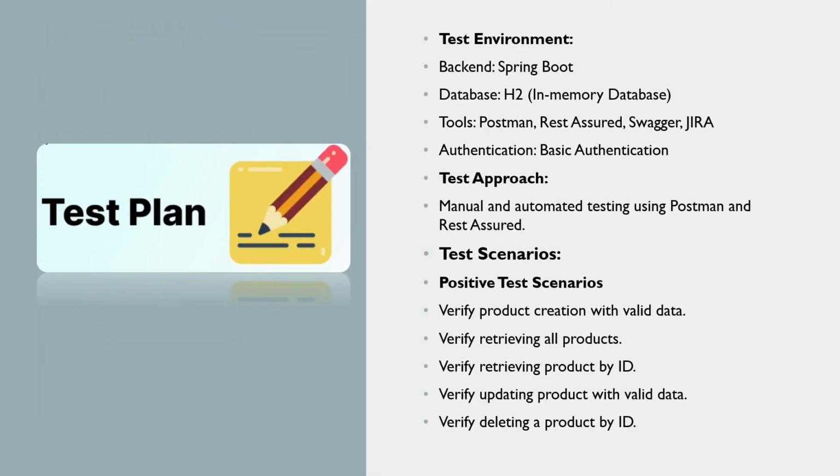You can see that we have different environments like tools. We will be using Postman, Rest Assured, Swagger, and Jira. The backend is Spring Boot, the database is H2 database, and authentication is basic authentication. And for the test approach, we will be doing manual and automated testing using Postman and Rest Assured, respectively.